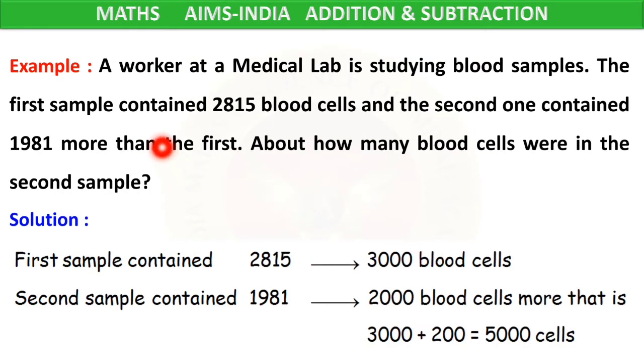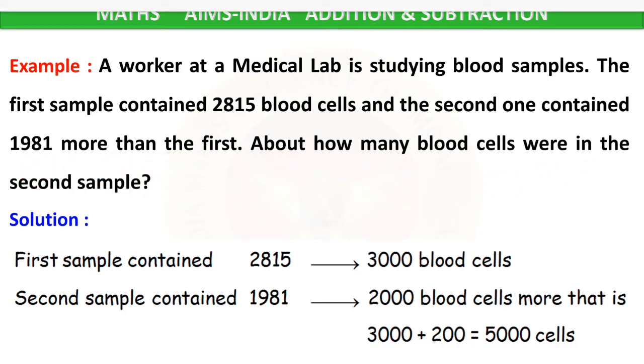Now another example. A worker at a medical lab is studying some blood samples. The first sample contained 2815 cells and the second one contained 1981 more than the first. About how many cells were there in the second sample?